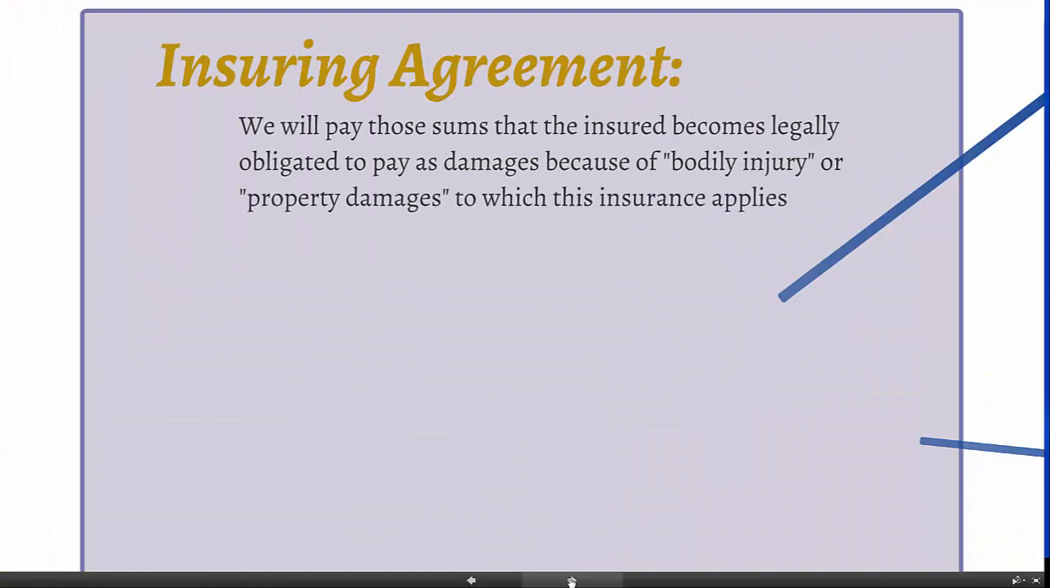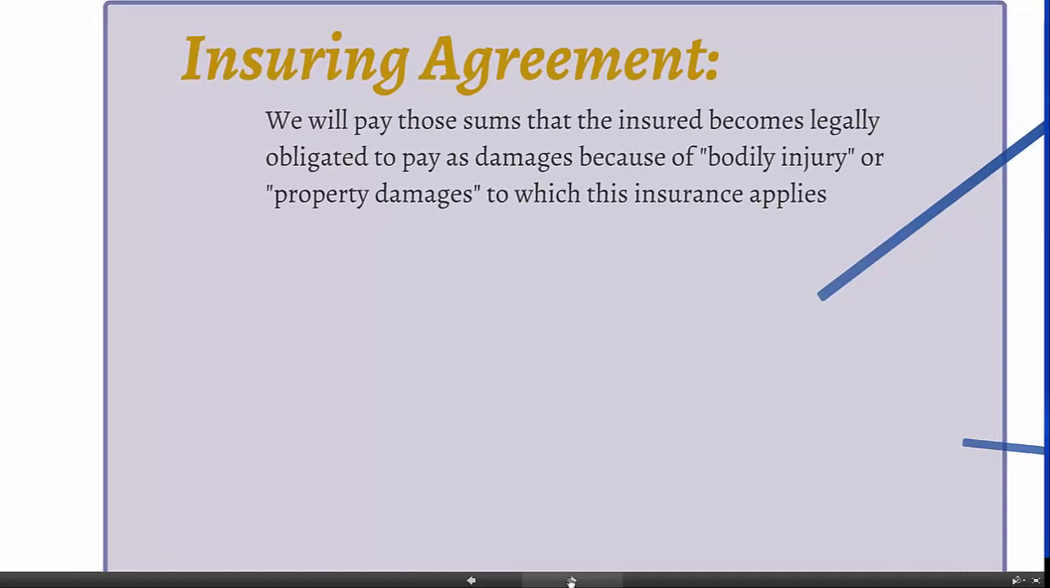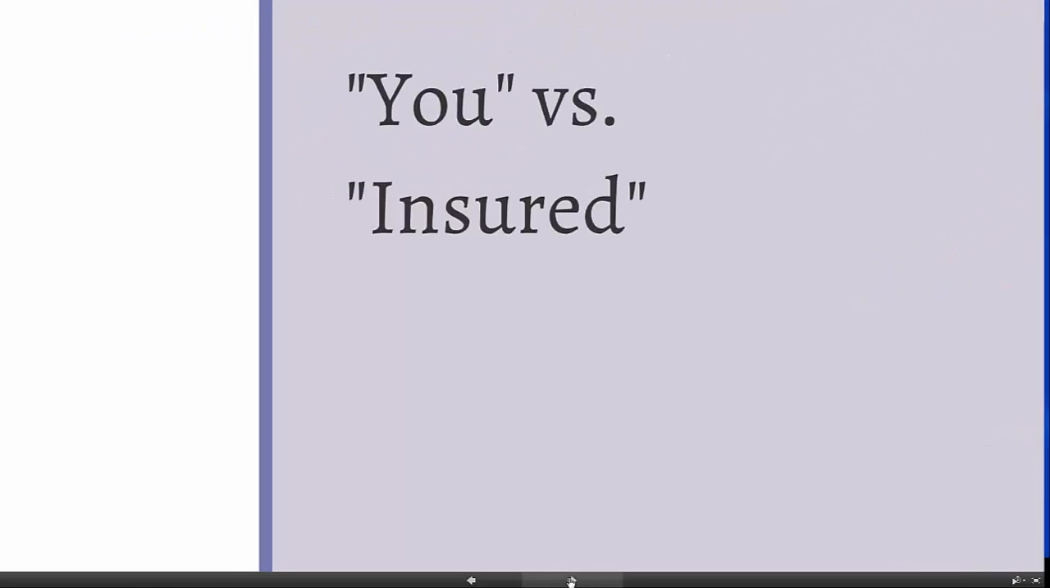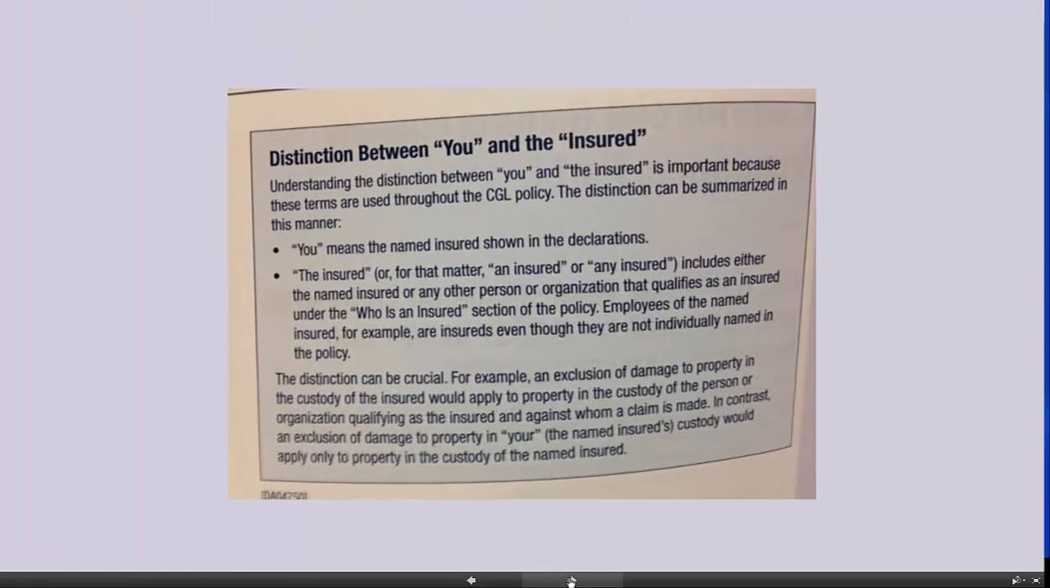The Coverage A insuring agreement says we will pay those sums that the insured becomes legally obligated to pay as damages because of bodily injury or property damage to which this insurance applies. Let's first look at the definition of you versus insured. This is an excerpt from the text. Understanding the distinction between you and the insured is important because the terms are used throughout the CGL policy.